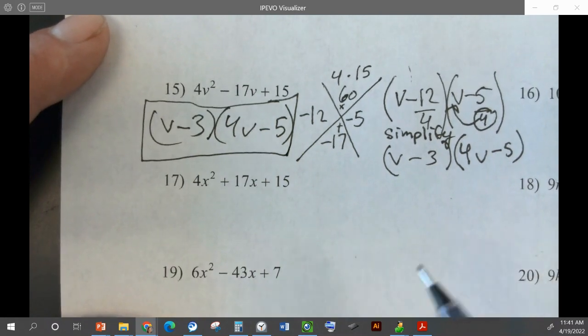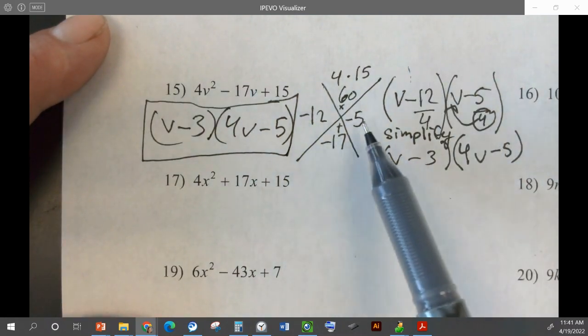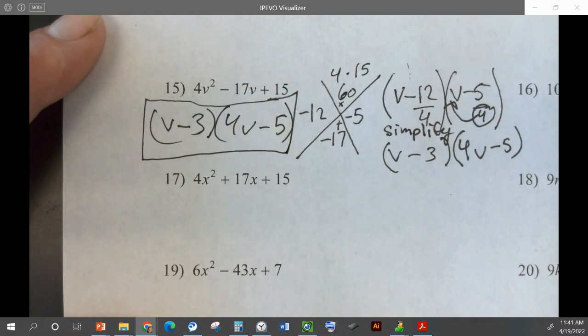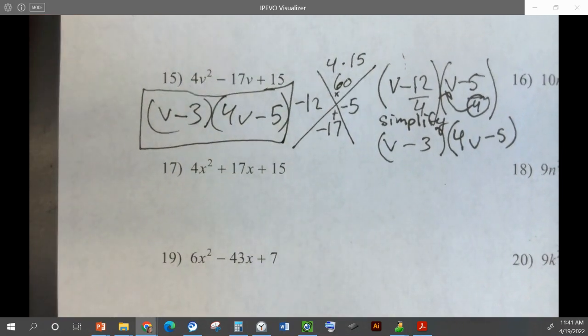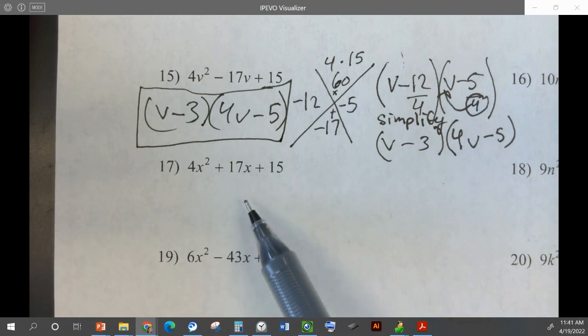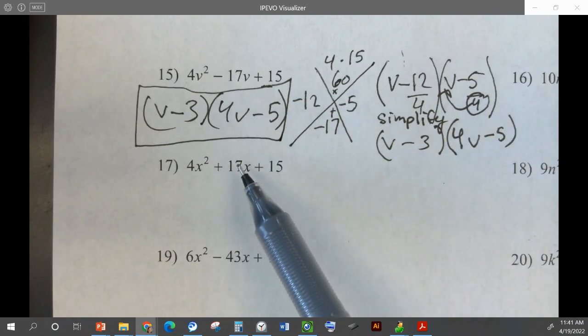I think that one's kind of tricky because those are kind of tricky factors to find. I think some of these, that's the hardest part, is finding the factors. And also notice 17 looks really similar to 15, but 17 is positive now.